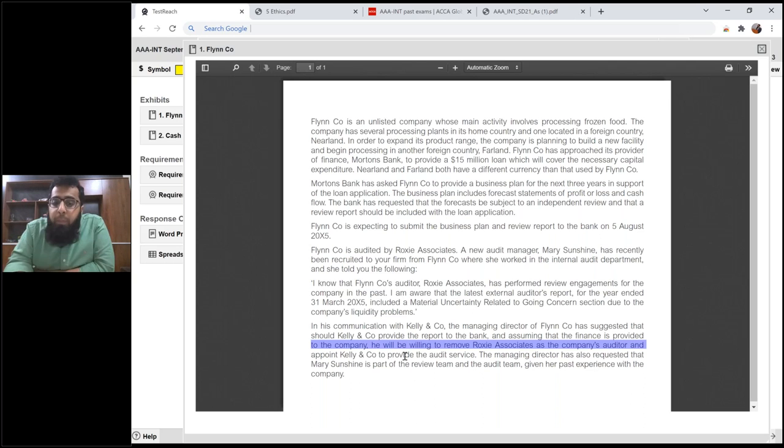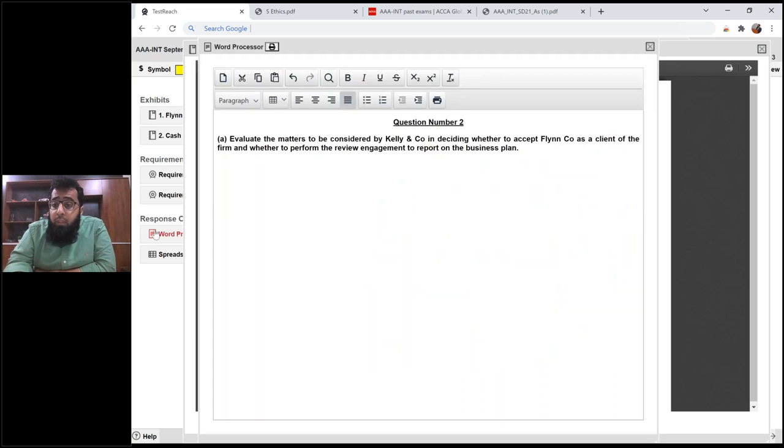Now, the first will be self-interest threat, because he's offering us a self-interest. Then we need to consider why they are not using their existing auditor, Roxy Associate. When Roxy Associate has performed review engagements in the past, why are they not using their existing auditor? We need to think about it. Then we need to think about the material uncertainty which is already given in the audit report. Are they financially sound? Will they be able to pay us? I want you all to develop the approach. What I think you people lack is the right approach to write the answer. See, what are the matters to be considered to accept Flynn Company? What are the matters?